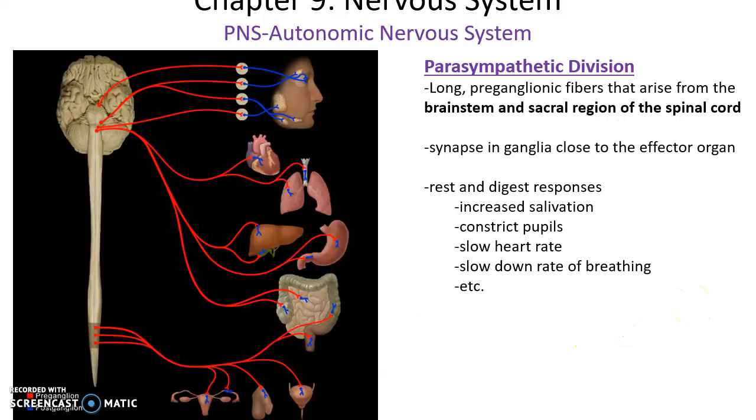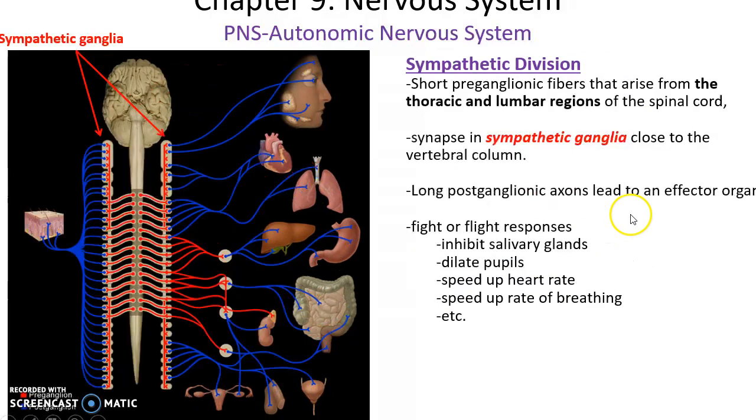So parasympathetic division, also known as the craniosacral division. You end up having cranial nerves carrying the information for the parasympathetic division, as well as the sacral region of the spinal cord. The ganglia for these are usually near the organs or target effectors, and this leads to the rest and digest responses: increased salivation, constriction of pupils, slowing the heart rate, slowing down rate of breathing, increased function of the gastrointestinal structures.